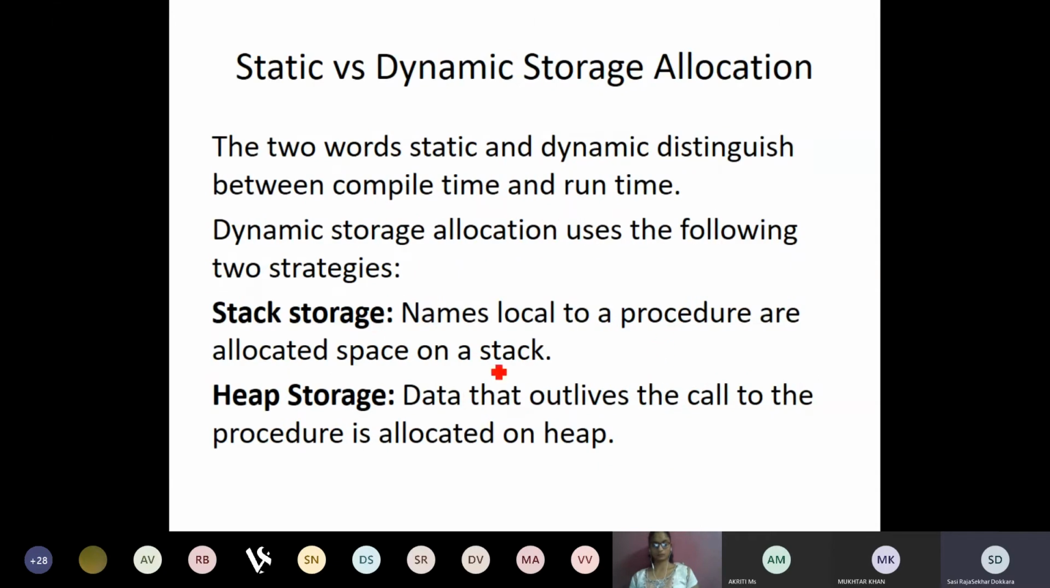Now, what is static and what is dynamic storage allocation? I need not explain, but I'll say a few words about this. Static is something that can be determined at compile time. Prior to running, if we can determine the amount of space that is going to be used, then we call it static. If it is determined at runtime, then it is called dynamic. Static allocation is very easy to do because we know how much space is going to be allocated.